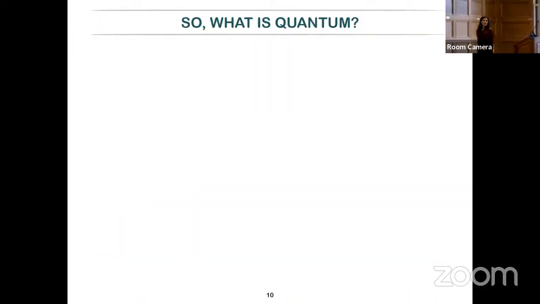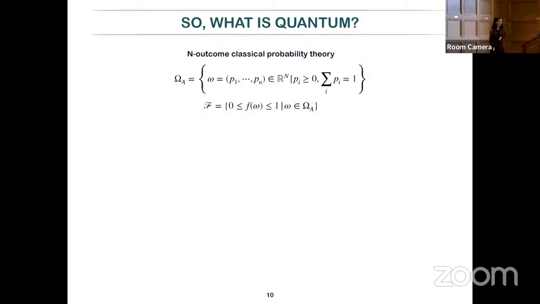Okay, and after this, we can finally say what we mean when we say that something is quantum. Just bear with me for one more minute, because I think it's probably easier to first understand what is classical. So if we have a classical theory which has n outcomes, then the state space, omega A, is composed of all vectors which have as entries some numbers p1 up to pn, where each pi is greater or equal to zero, and the pi's sum up to one.